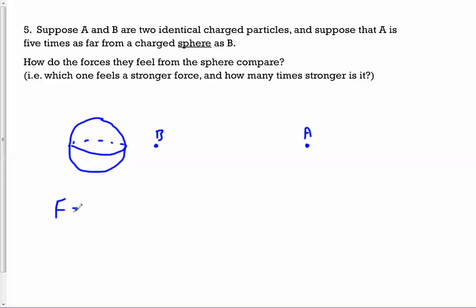And in Coulomb's law, distance enters in the denominator, and it's squared, so r squared. So if A is 5 times as far, it would have 5 times as big an r being entered in, and that gets squared, so that's 25 in the denominator. So A would have 1/25 the force of B. A would have a lesser force, B would be stronger, and A would be 1/25 the force, or you could say B is 25 times the force that A feels.